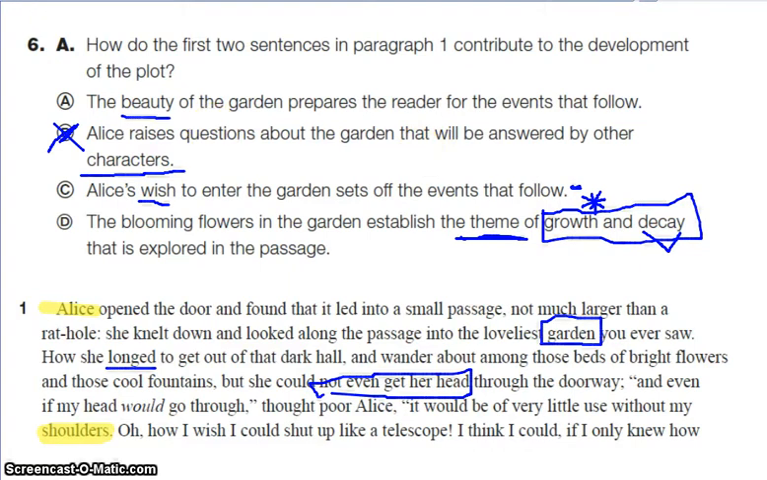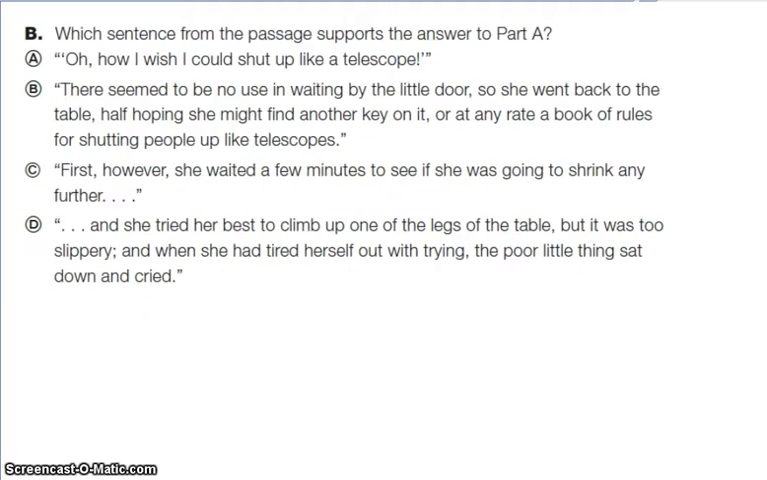Okay, so once I have my answer choice for A, again, I'm going to do the same thing that I've done for every question for B. I'm going to look and see which evidence would most closely support my answer choice for the first part. Okay, choice A is, oh, how I wish I could shut up like a telescope. So what's happening in that part of the story? This shows his wish to be smaller.